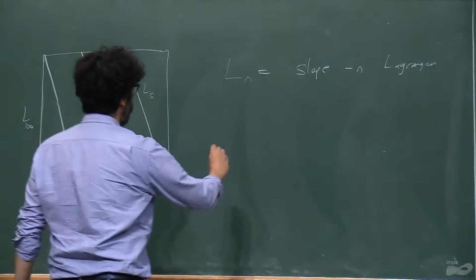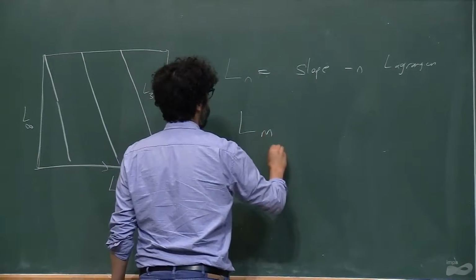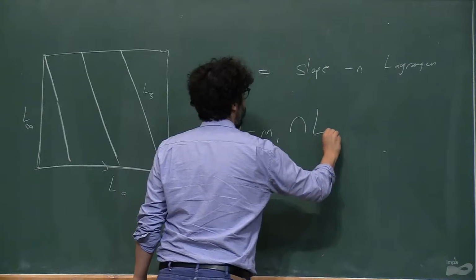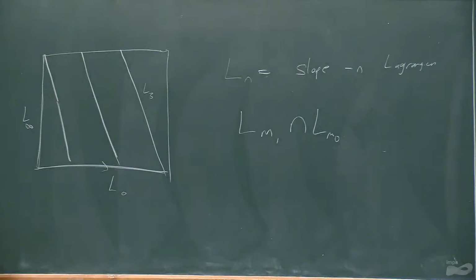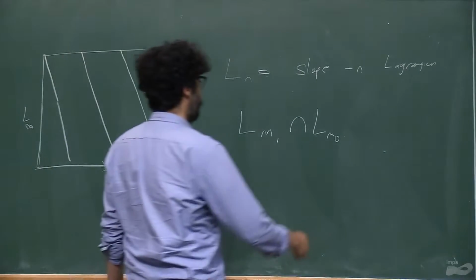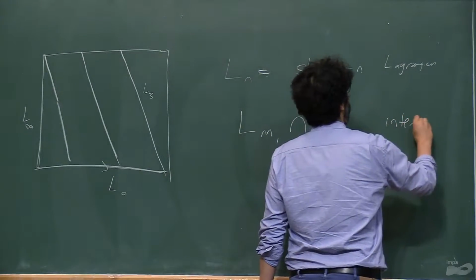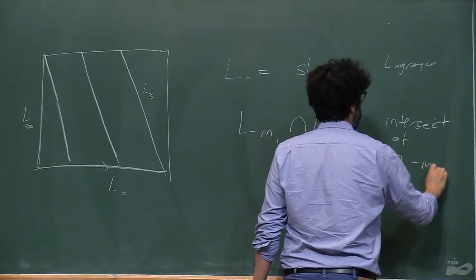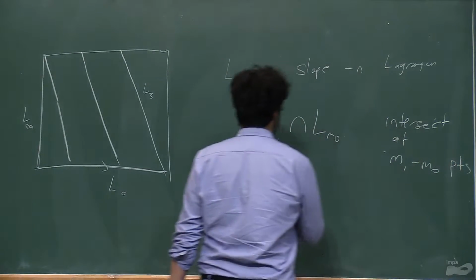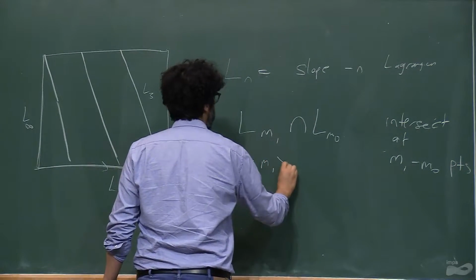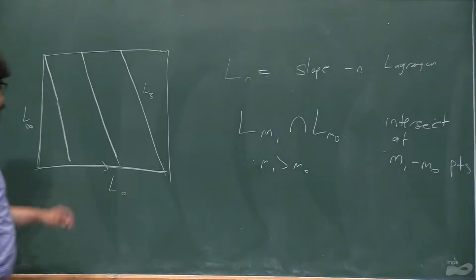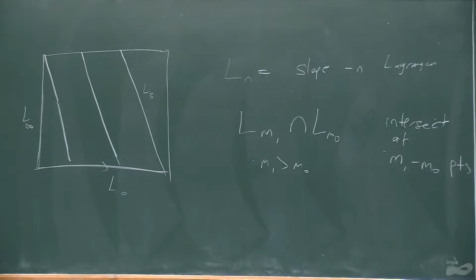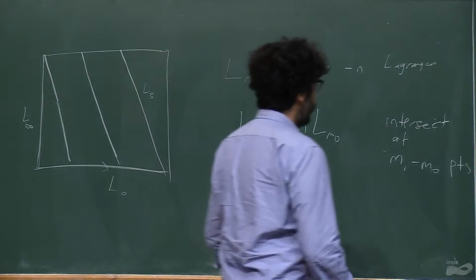So we can compute intersections of two of these Lagrangians, given M1 and M naught. So they intersect at M1 minus M naught points. Okay, so say M1 is greater than M naught. So this is obvious. We can just look at the picture and see. But Floer theory makes this a bit more interesting.